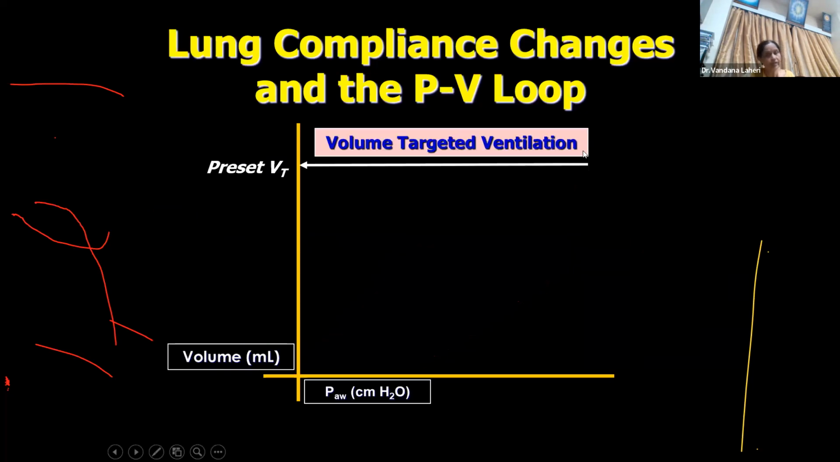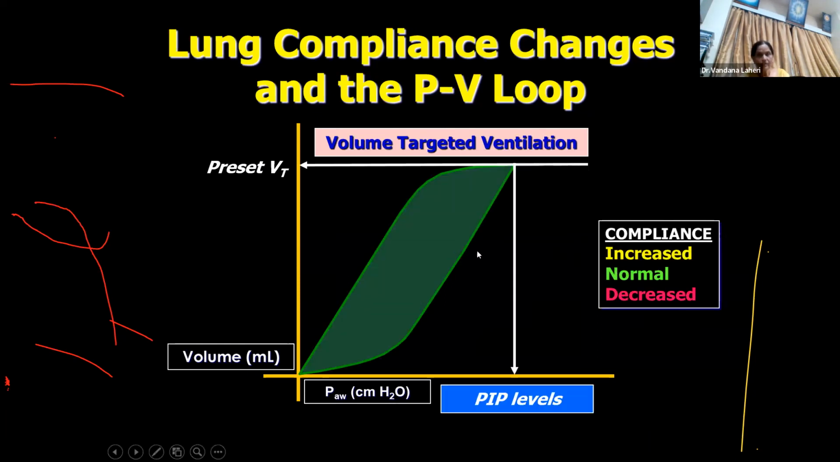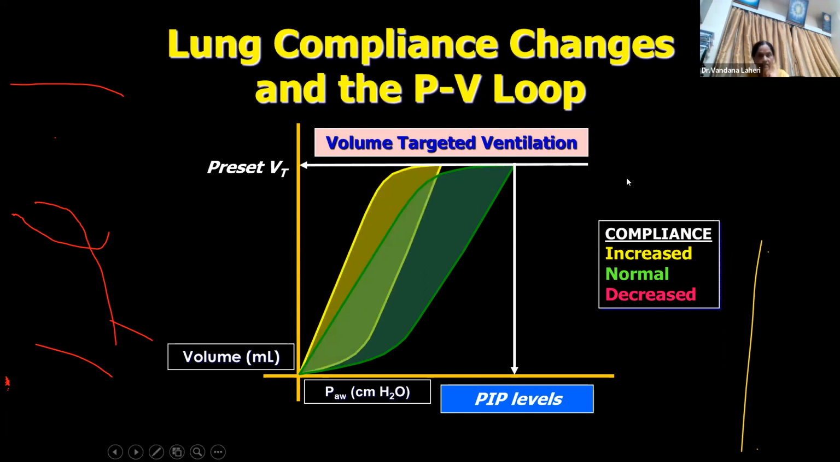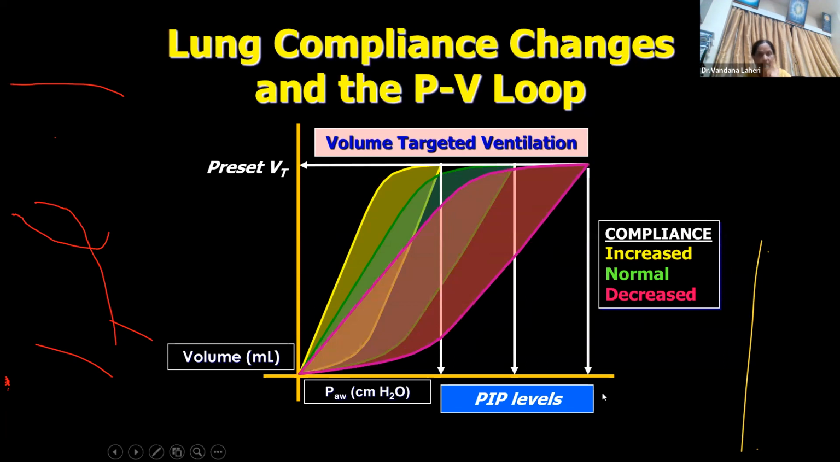Now I am on a volume targeted ventilation. What happens? I'm keeping the volume set for all three patients. This is normal. What will happen if the compliance is increased? He receives the same tidal volume at a lesser pressure setting. Okay, means PIP is not high. If the compliance is decreased, can you see he receives the same tidal volume but at a higher PIP level.